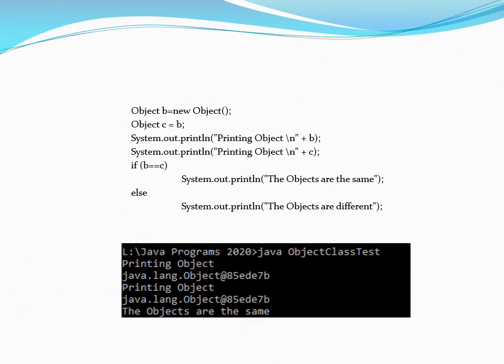This is another example where B and C now refer to the same object. C is assigned the value of B, so C is also referring to the same object. You can see from the output they have the same hash value, and it is showing that the objects are the same.